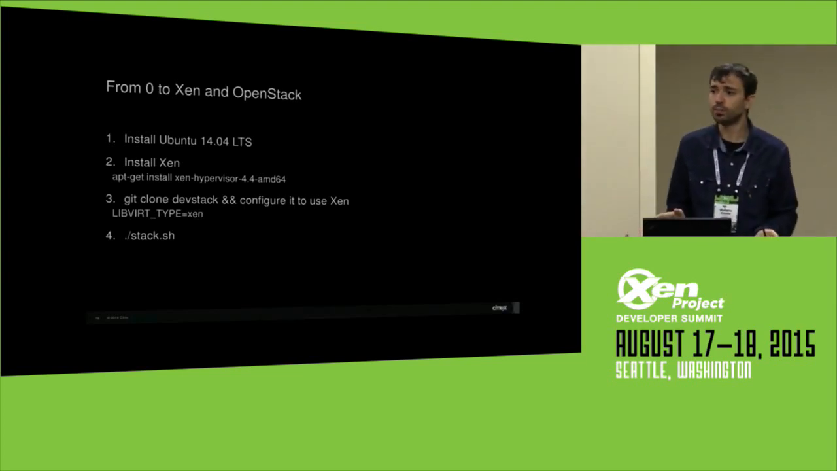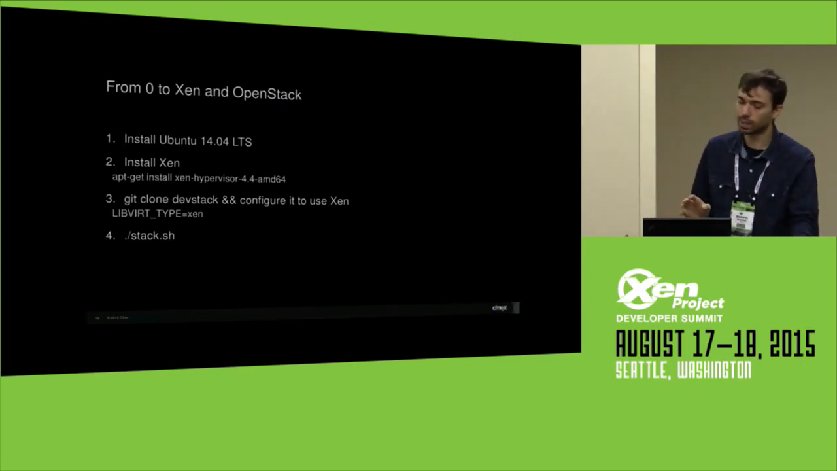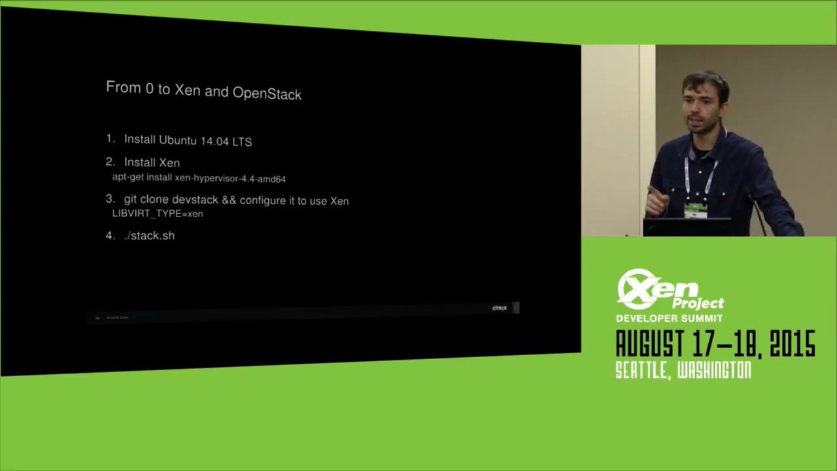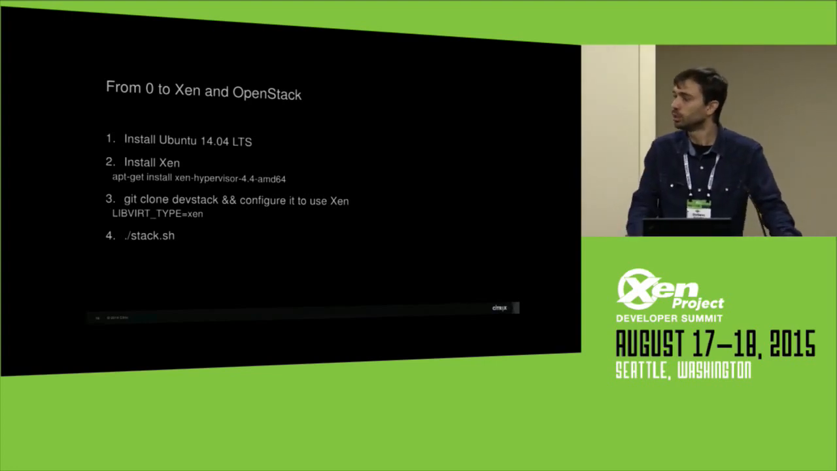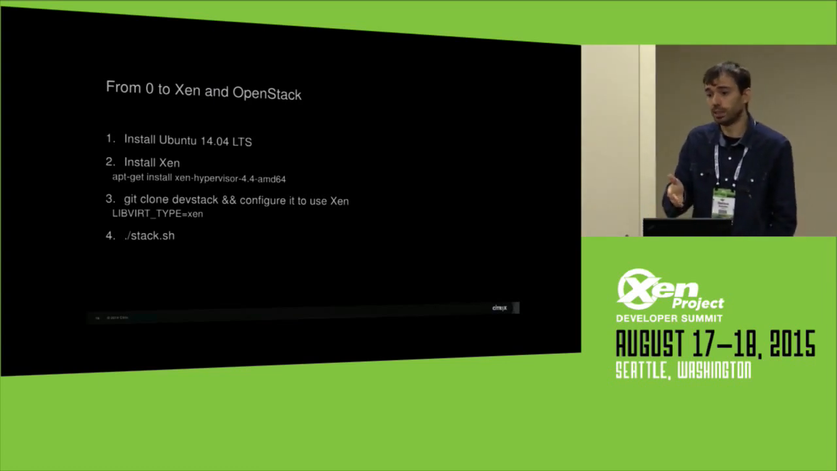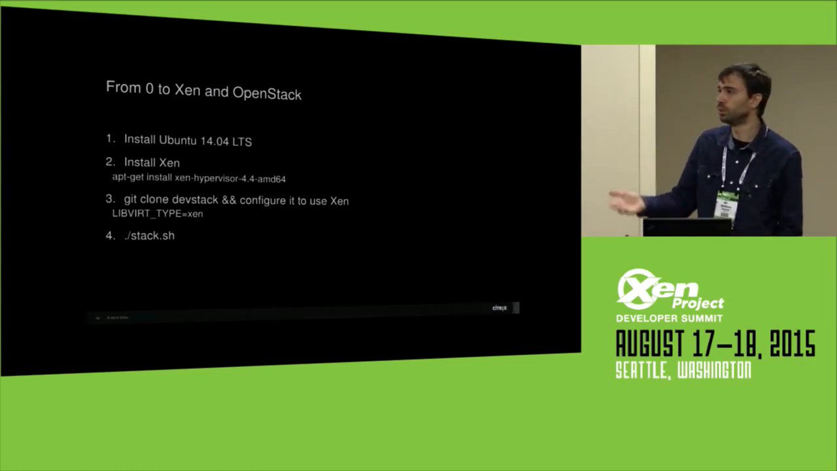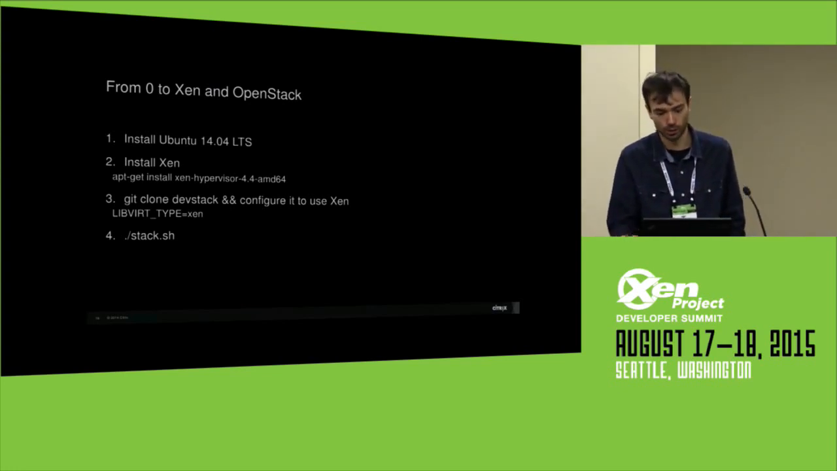So with Xen, there is only one difference. Before running stack.sh, you need to change one line in the config file and say libvirt type equals xen. And that's all. So we are one config line different from the default that is KVM. So I think this is a major achievement, because it's not just that it's working, but it's actually extremely easy to use, and it's extremely similar to the default hypervisor. It's very, very easy to switch from one to the other.